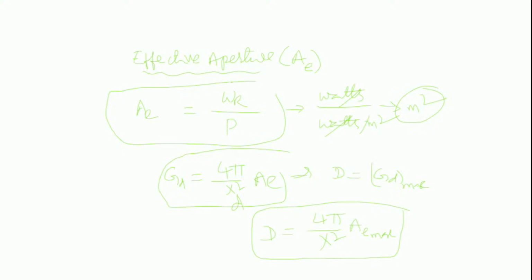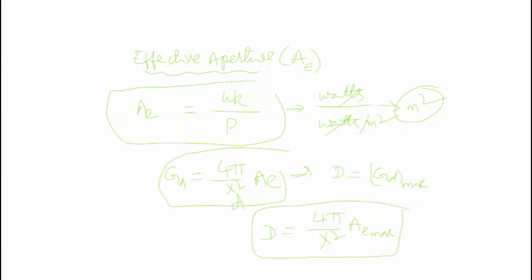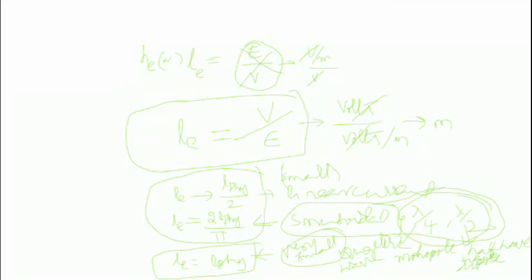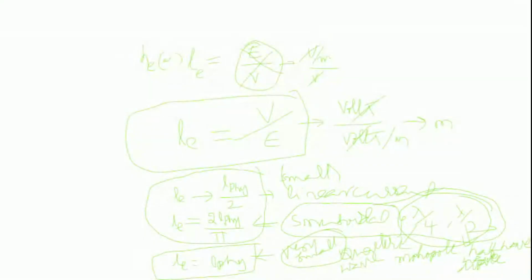And similarly, we know D equal to GD max. As GD is 4 pi by lambda square AE, D equal to what? 4 pi by lambda square AE max. Then after, we discussed the effective length or height. It is defined as what? Ratio of the induced voltage in the antenna to the electric field intensity of the incident wave, with units of meter.